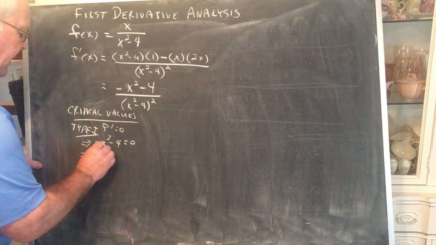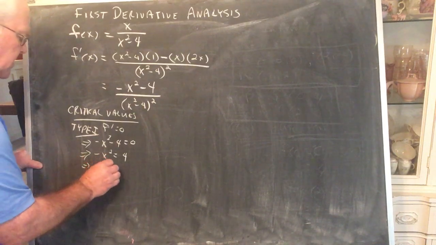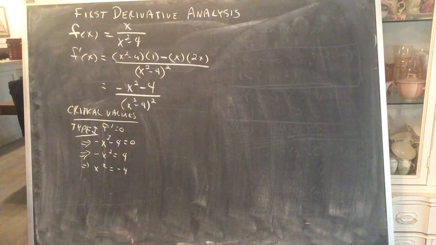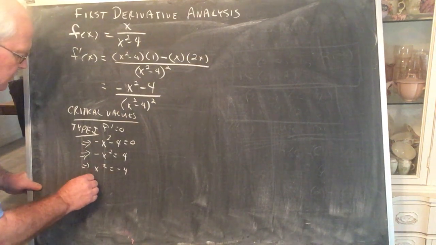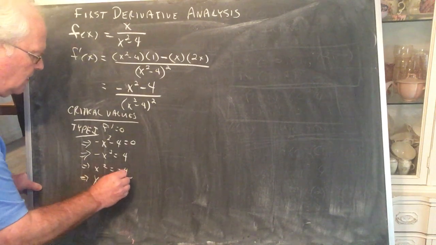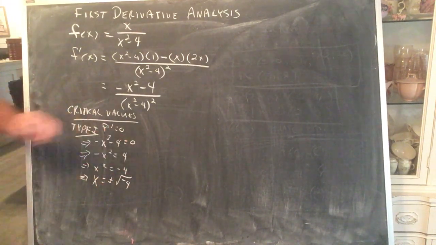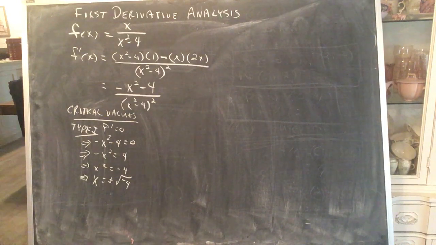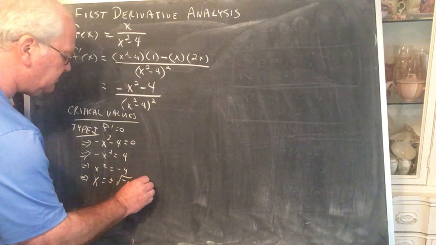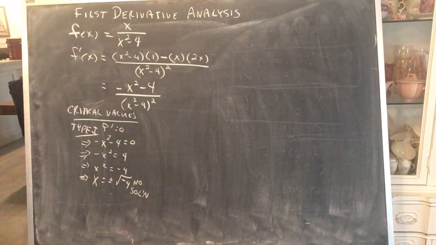I have negative x to the second is equal to 4, or x to the second is equal to negative 4, and we can see that has no solution. If you try to take the square root of both sides of the equation, we would get a non-real, an imaginary value. Since we're doing real value calculus for our purposes, we would say there's no solution. So there are no type 1 critical values.